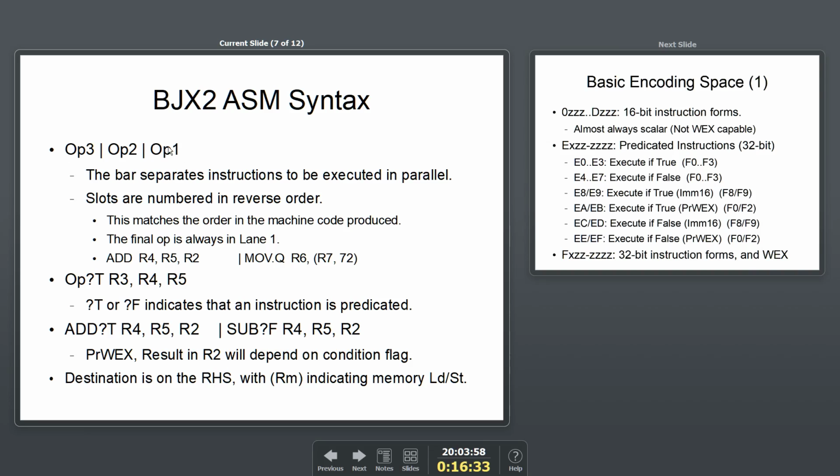Yeah, this can be seen here. So the final instruction is always lane 1, which is the main lane that would be used for scalar instructions. But in the case of WEX or parallel sequences, they're in reverse order. So one with only 2 instructions would have 2 and 1, and then a scalar instruction implicitly is only 1, and a 3-lane instruction or sequence is always 3, 2, 1.